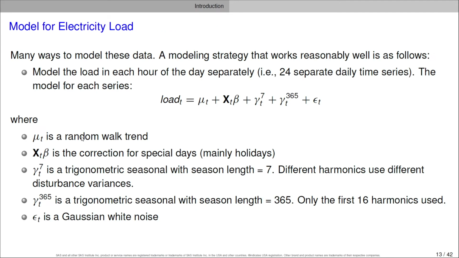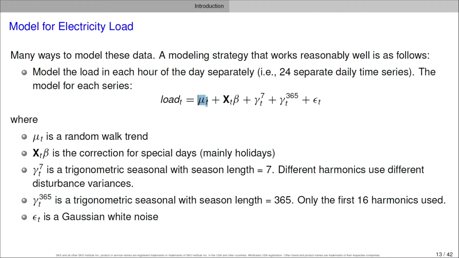Now let us see how to model these data. Modeling hourly electricity demand is a well-studied problem, and many different time series models have been proposed. You can use the UCM procedure to fit most of these models. For now, however, we will follow the modeling strategy suggested in Pelagatti's book. As per this strategy, we treat these hourly data as a collection of 24 daily time series, one for each hour of the day. For each series, the electricity load is decomposed into 5 terms.